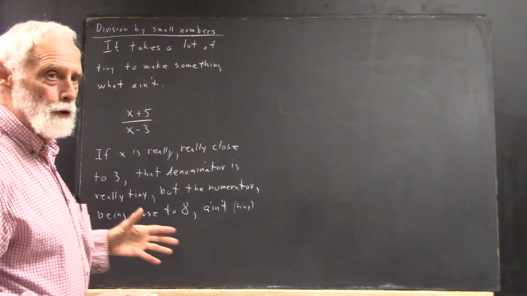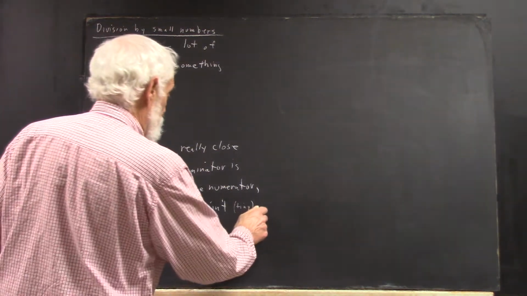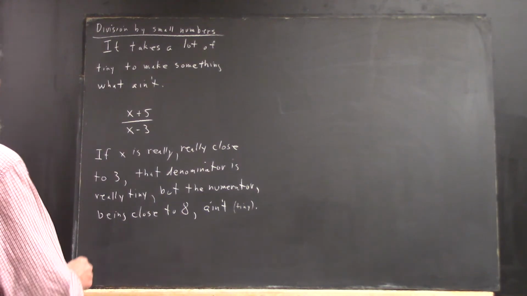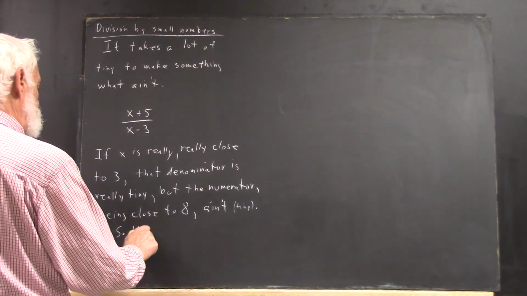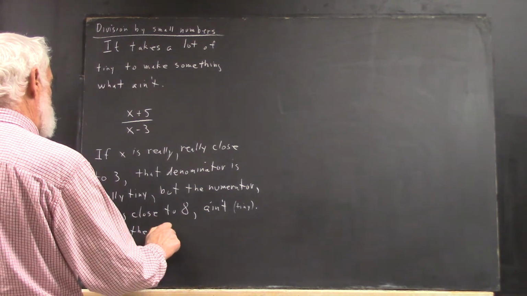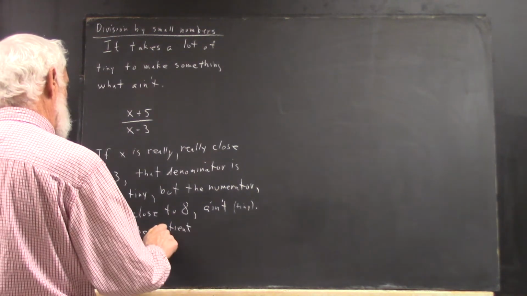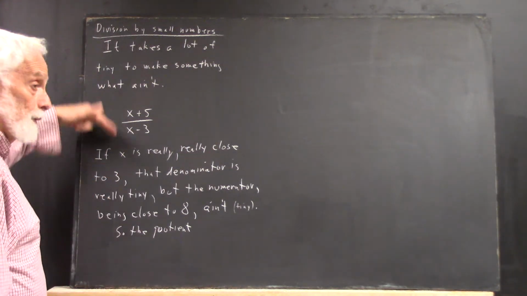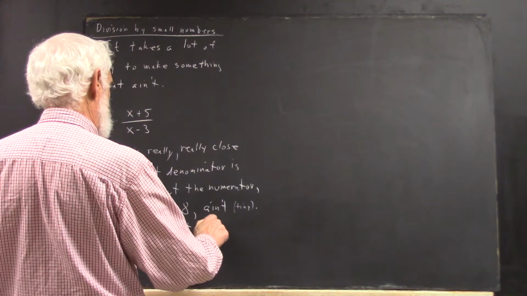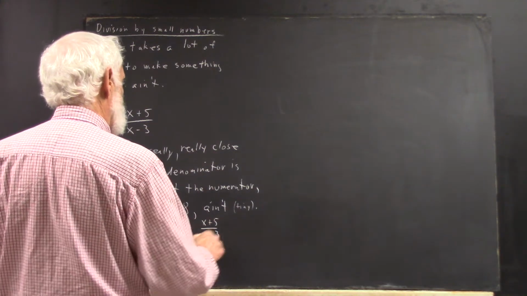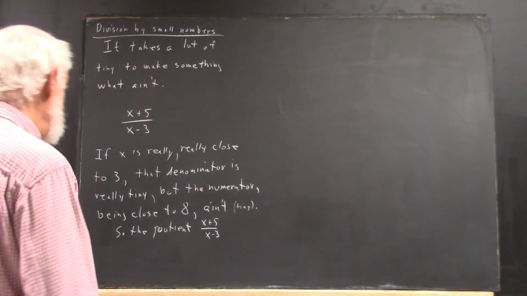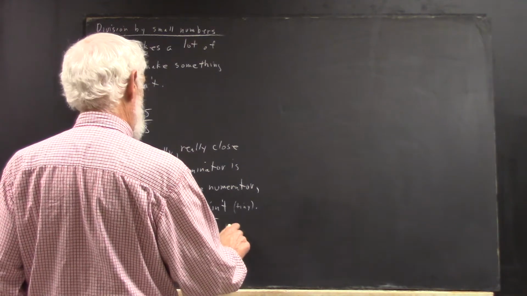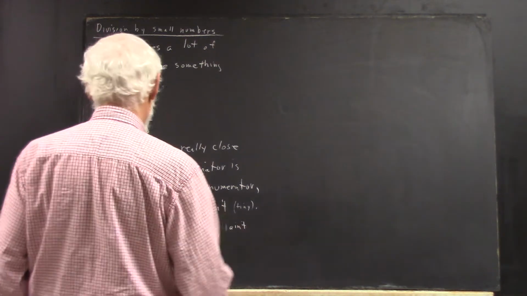If we understand the structure of the English language, which is also a challenge. Okay. So, quotient, and the quotient's that thing you get when you divide something into something else. The quotient, this is the quotient. X plus 5 divided by x minus 3. Ain't tiny.